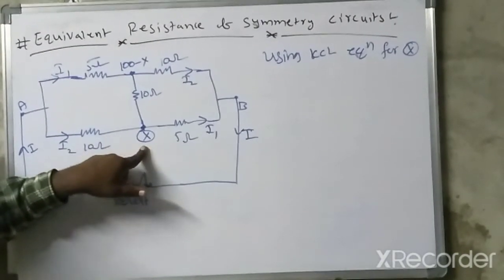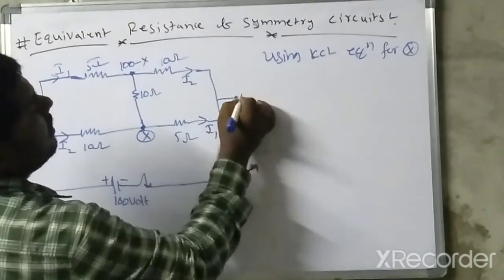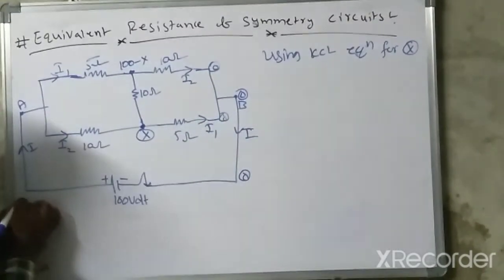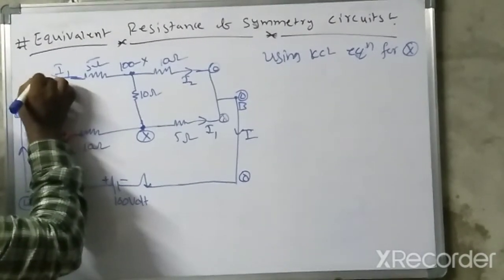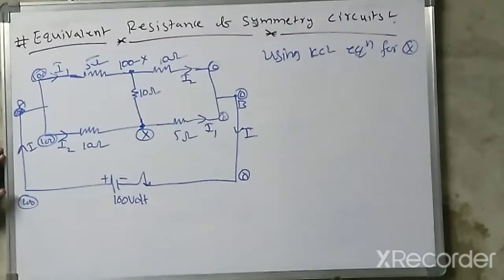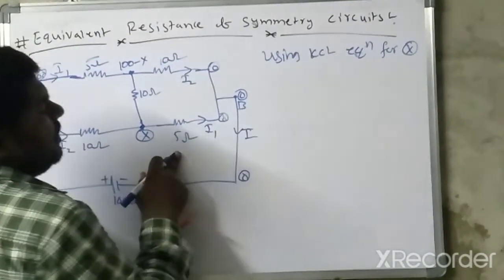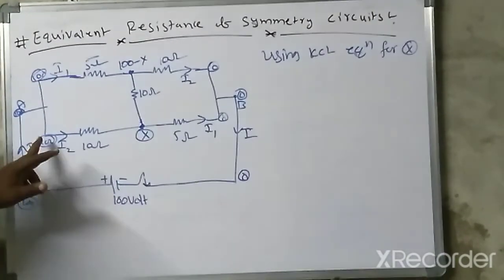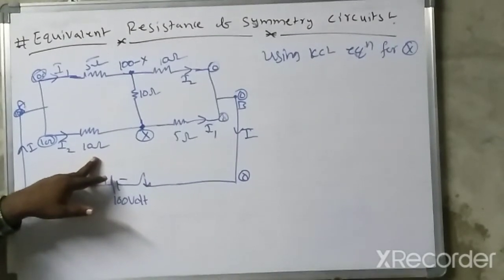Whenever the battery's negative is connected, here is zero potential. Here the potential is 100 volt, here also 100 volt. So you may consider X minus 0 divided by 5 for this branch, then X minus 100 divided by 10, X minus 100 divided by 10.